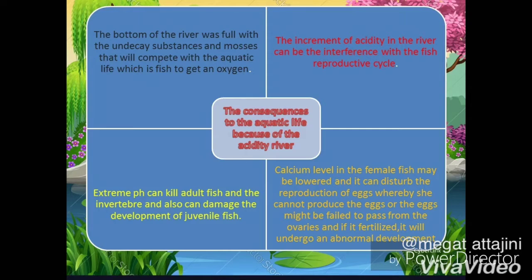And finally, the last consequence, calcium level in the female fish may be lower, and it can disturb the reproduction of eggs, whereby she cannot produce the eggs, or the eggs might fail to pass from the ovaries, and if fertilized, it will undergo abnormal development.